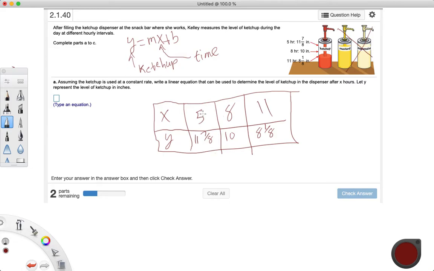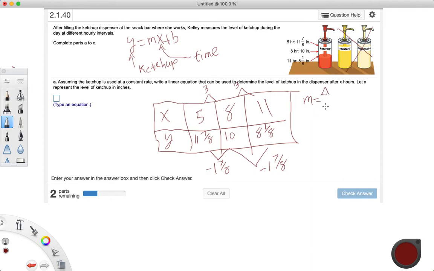Okay, so first I'm going to find my change in x. That's 3 hours there, and that's 3 hours there, so that's good, that's constant. To get from 11 7/8 to 10, that's minus 1 and 7/8. To get from 10 to 8 and an eighth, that's also minus 1 and 7/8. Though that's not quite as apparent, but 1/8 plus 7/8 is a whole, so that'd make it 9, plus another one is 10.